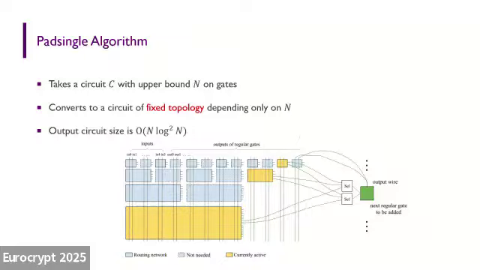The first challenge is to shrink the padded circuit size. We first use a subroutine called pad_single, which takes a circuit C of size n as input and converts it into a fixed topology depending only on n. With the help of a routing network and a hierarchical data structure, we can instantiate pad_single in n log square n time. We won't go into the details.